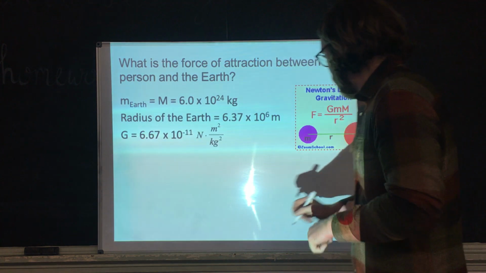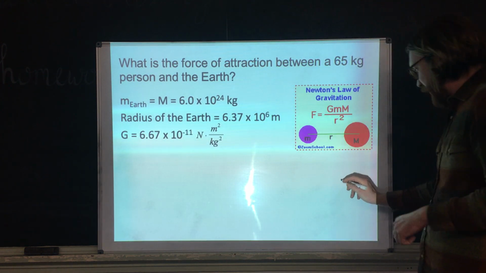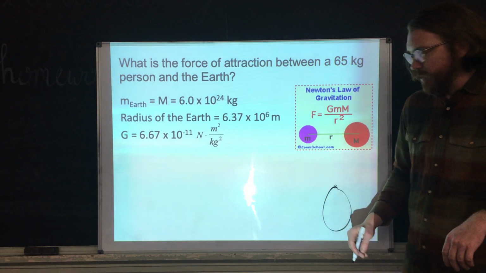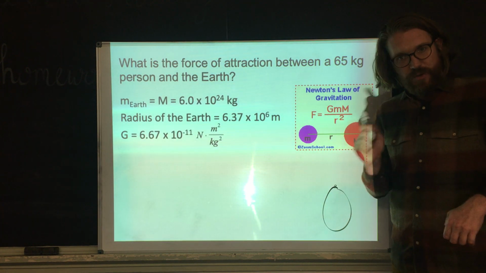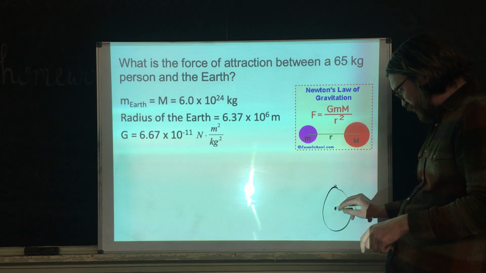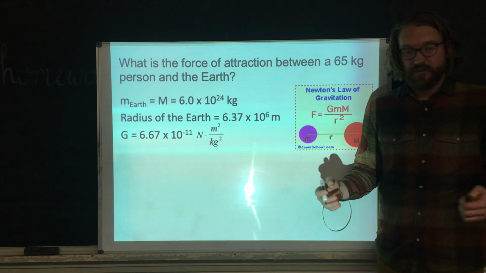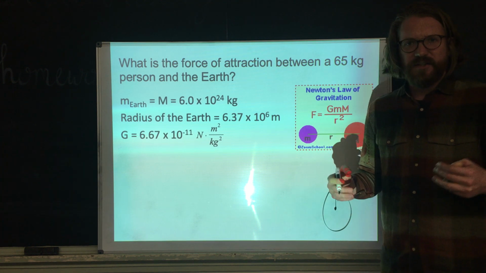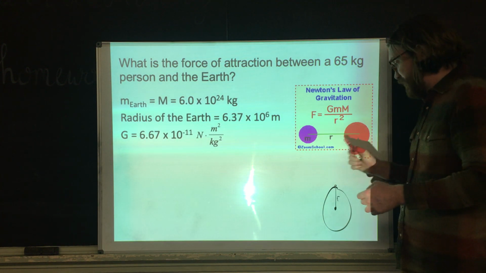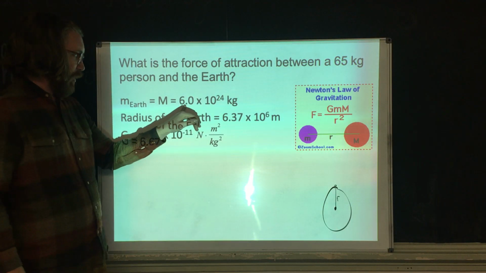Meaning, instead of there being a distance between the two of you, it's more like this. Here's the Earth, here's you. Well, there's no distance between the two of you. Yes, but there is distance between you and the center of the Earth. So this right here is our radius, or our distance. Radius just means the distance to the center of something. So that's why we put r here, because we measure it from the middle of this object to the middle of this object.